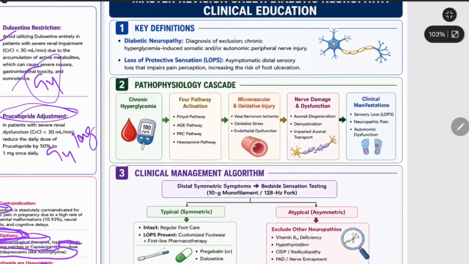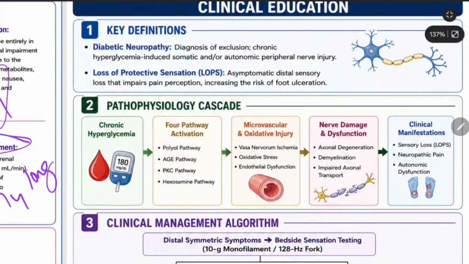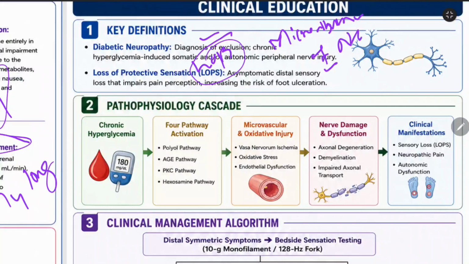So, the last revision slide. The diagnosis of diabetic neuropathy is a diagnosis of exclusion: chronic hyperglycemia induced somatic and or autonomic peripheral nerve injury, loss of protective sensation, asymptomatic distal sensory loss. So LOPS, you can think of it as microalbuminuria of nerves. What is LOPS? LOPS is microalbuminuria of nerves.